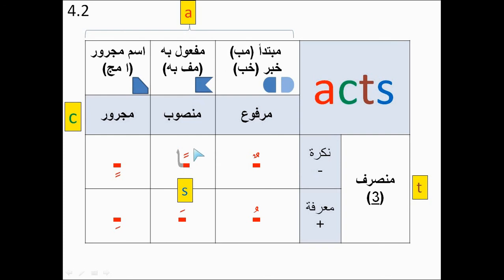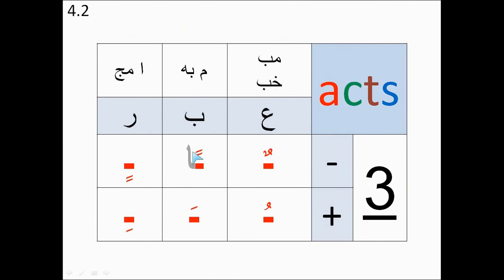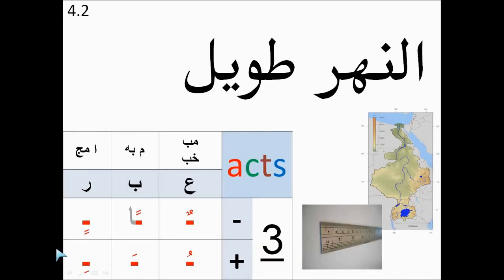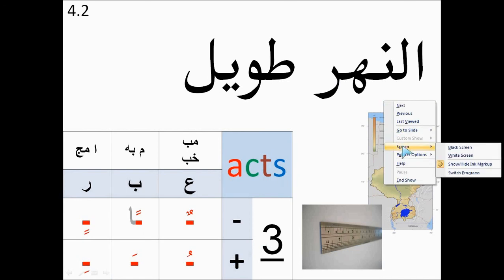So I'm going to put this into some practical examples, and I'm just going to summarize this ACTS table so it looks a bit cleaner. Mim ba mubtada, khaf ba khabar, maf'ulun bihi, ism majroor, marfu', mansoob, majroor, munsarif, nakira, ma'rifa, and these are the signs on the last letter, and this is grey because it's a spelling convention. Okay, let's minimize this table over here, make it a bit smaller, and let's look at this word and see if we can use this table to work out what we should be doing.